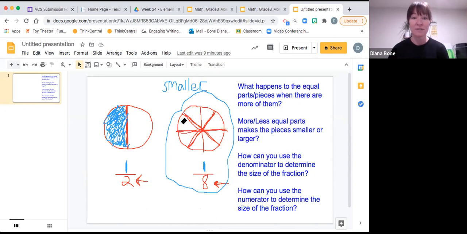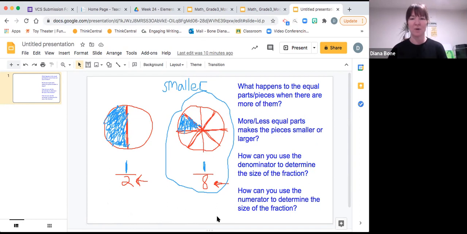And if I only shade in 1/8, let me go back to the shading, get my blue up here. If I only shade in 1/8 of the pizza, wow, that piece is even smaller than 1/4 and way smaller than 1/2. So let's go back to our activity and just think about where we really want to go with our thinking on this, right?